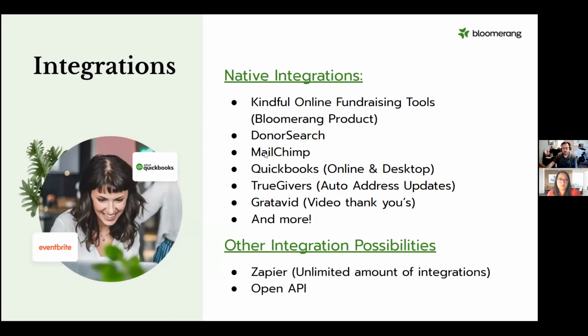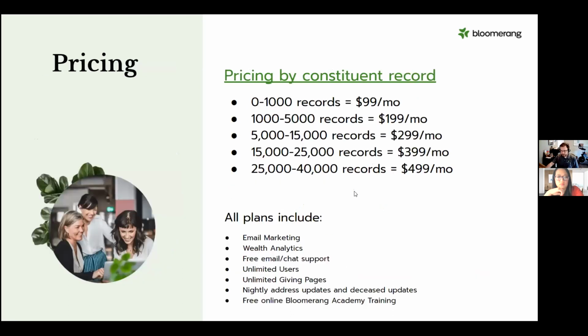We already talked about Donor Search, MailChimp, and integration with QuickBooks Online and Desktop. True Givers is what I mentioned earlier about automatic address updates every night. They also notify you of people that have passed away in your database and mark them as deceased, so you're not accidentally reaching out to people that you shouldn't be. Gratavid is for video thank yous. There are some more that we offer, but those are the main ones. Similar to Little Greenlight, we also have a Zapier integration, which basically allows you to integrate with I think 2,000 or 3,000 different systems on Zapier that you could build integrations with. We also have an open API, which unlocks the ability for custom integrations.